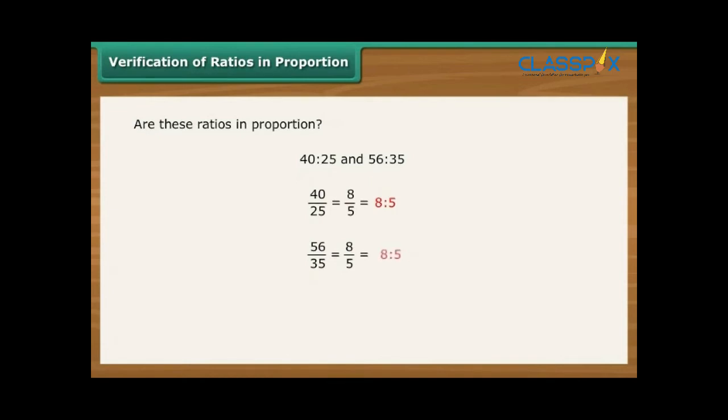Verification of ratios in proportion. Consider the two ratios 40:25 and 56:35. 40/25 is same as 8/5, that is 8:5. 56/35 is same as 8/5, that is 8:5. Therefore, 40:25 is equal to 56:35. In other words, 40 is to 25 as 56 is to 35.